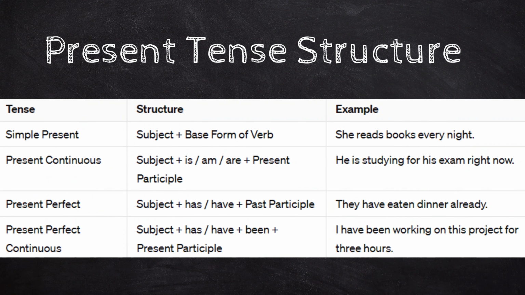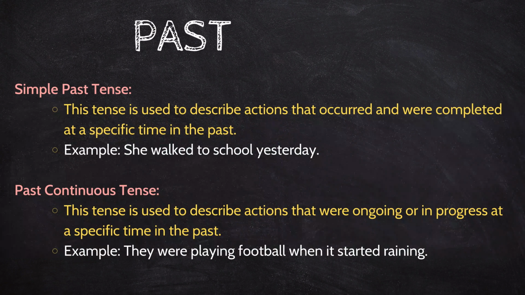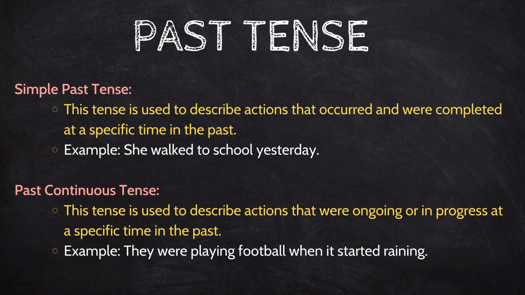What is present participle? First of all, in the video on verbs, I have already discussed that present participles are the verbs that get attached with -ing. It means the -ing suffix is added to the verb to make it a present participle. What is past participle? It is the third form of a verb.